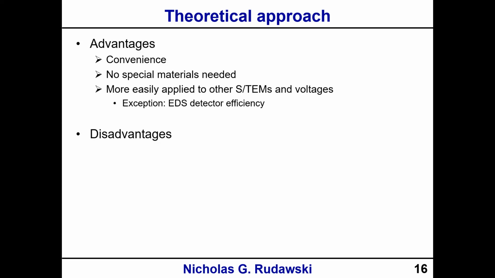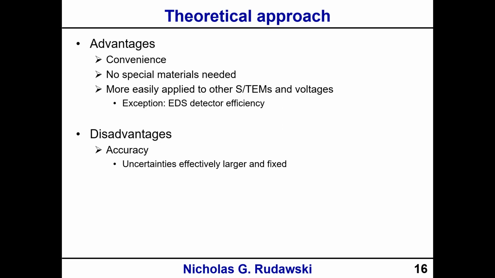And it is more easily applicable to other systems and voltages, right? Because all of those parameters can be easily calculated for other voltages, although strictly speaking, the only thing that depends on voltage, I believe, would be the ionization cross-section. The one exception to this, of course, is your detector efficiency. That is detector specific, okay? So if you go to a different microscope with a different detector, your detector efficiency curve is possibly going to be different than yours is, okay? Even if they're both SDDs and they're both windowless, I wouldn't assume that they're all going to be the same.